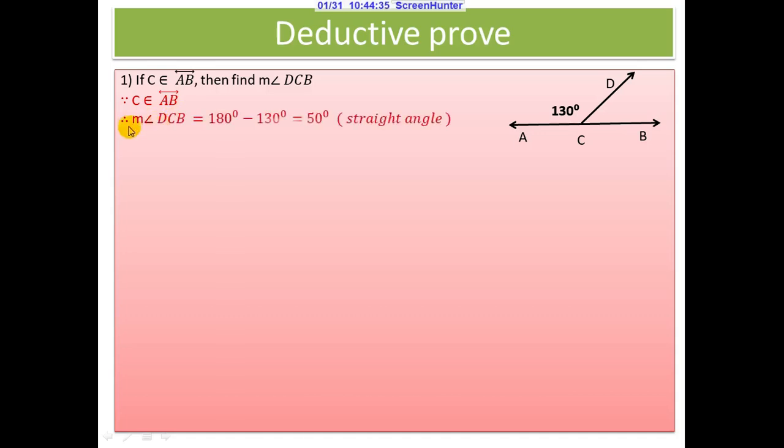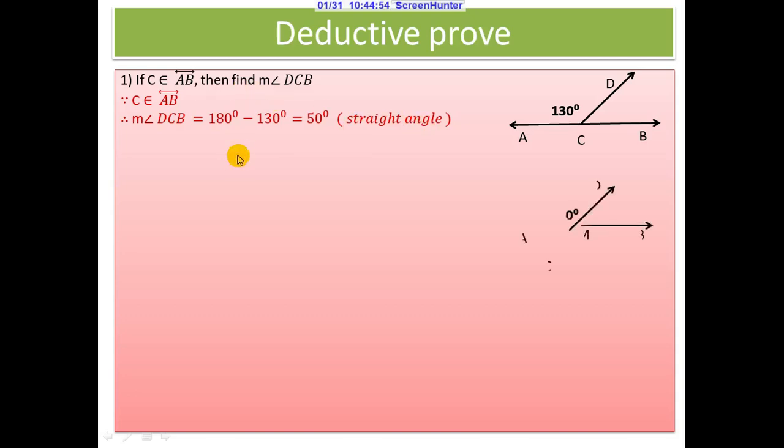Therefore, this is the second step: we deduce that the measure of angle DCB equals 180 minus 130 equals 50 degrees. And don't forget to write the reason of this exercise: a straight angle. This is the first type of proof.